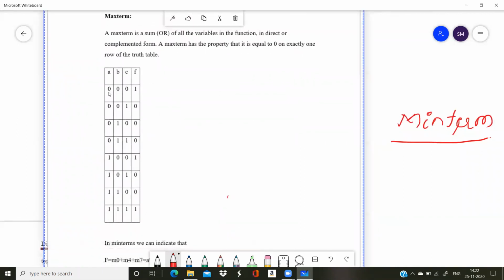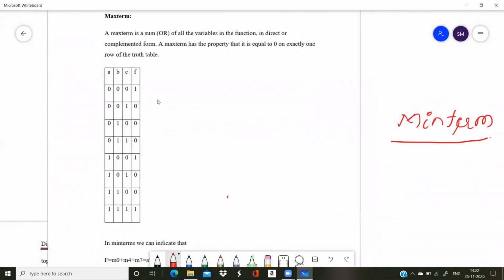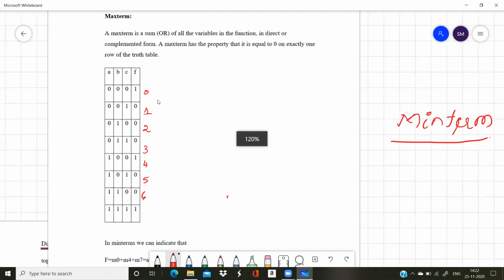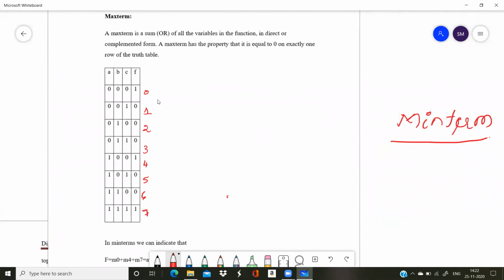So in the truth table, this first row is the zeroth row. This is the first row, second, third. Let us name like this: fourth, fifth, sixth, and seventh. So all the 8 combinations are written, and for those 8 combinations, different outputs are written depending upon the digital circuit. Okay, for any Boolean expression, this is written.